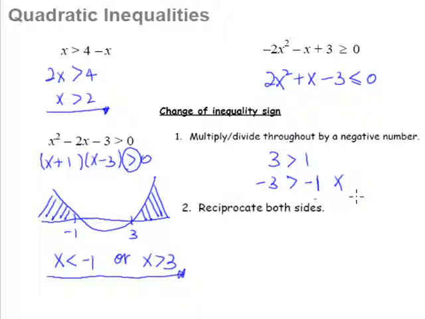Case number 2, when we change the inequality sign, will be when we reciprocate both sides. Again, as an example, I have 3 greater than 1, isn't it? Now let's say I were to reciprocate both sides. So my 3 will become 1 over 3 and my 1 will still become 1 over 1, which is 1. So I reciprocated both sides. Can I still say that 1/3 is greater than 1? So obviously again this is wrong, isn't it?